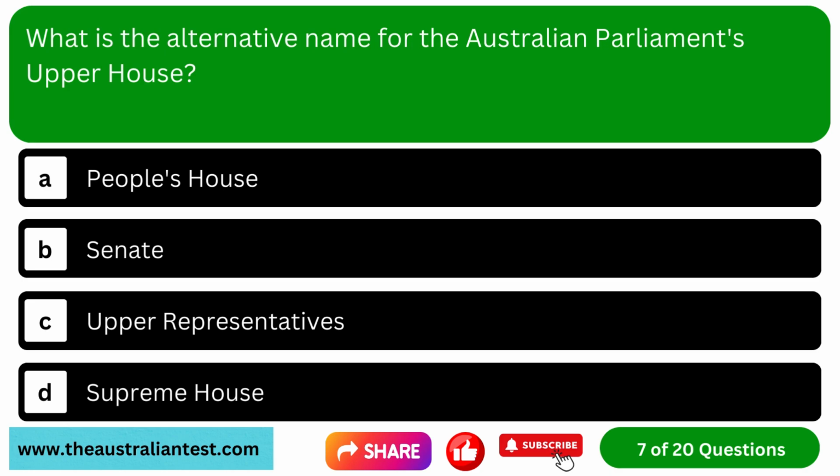Question 7. What is the alternative name for the Australian Parliament's upper house? Option A, People's House. Option B, Senate. Option C, Upper Representatives. Option D, Supreme House.